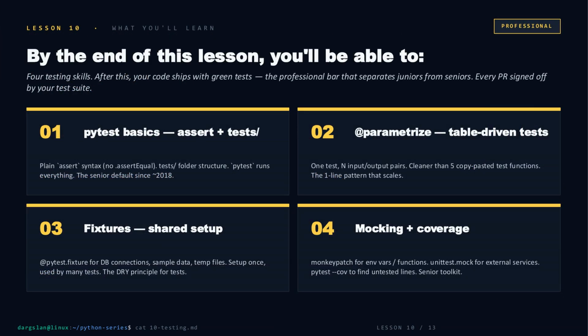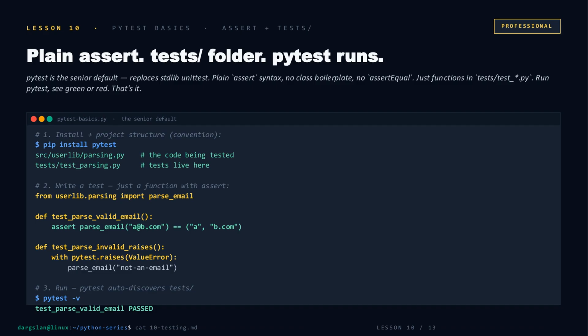So here's the roadmap. 4 skills, in order. First, pytest basics. Plain assert, a tests folder, and you're running. Second, parameterize. 1 test, many input-output pairs, no copy-paste. Third, fixtures. Shared setup the DRY way. And fourth, mocking with monkeypatch, plus coverage to hunt down untested lines. Master these 4, and every PR ships signed off by your test suite. Let's start with skill 1.